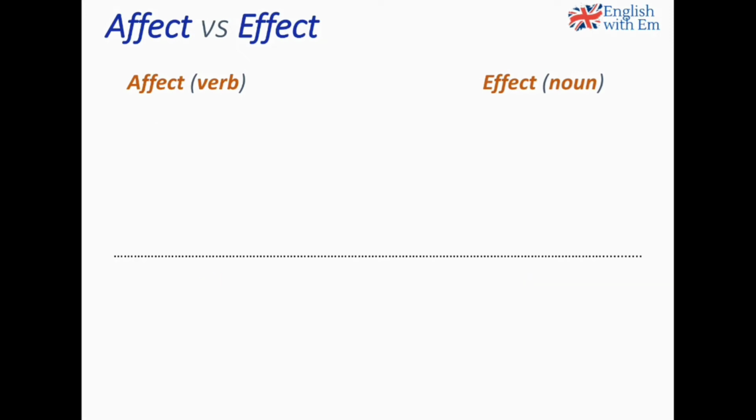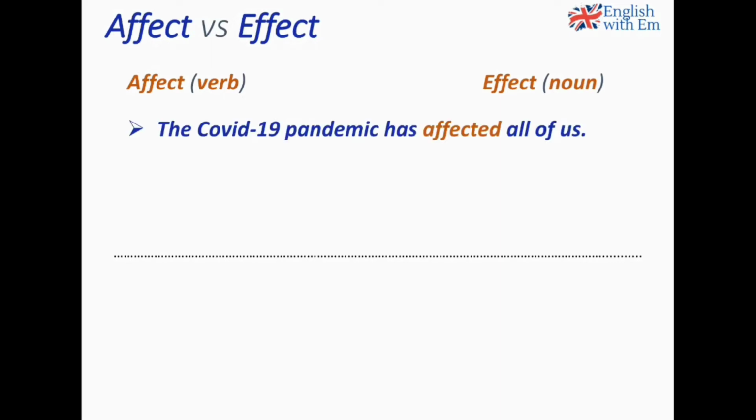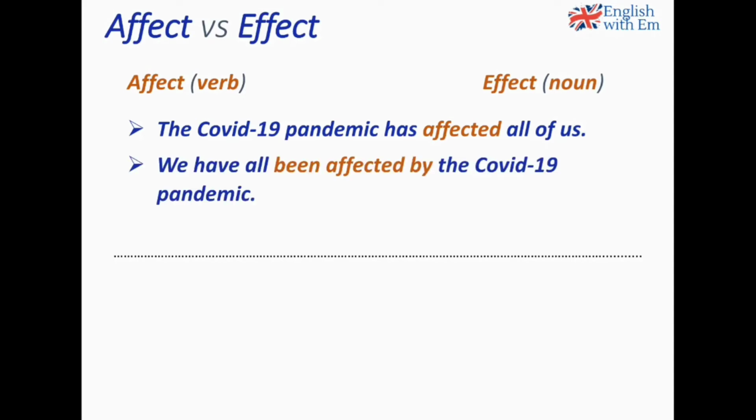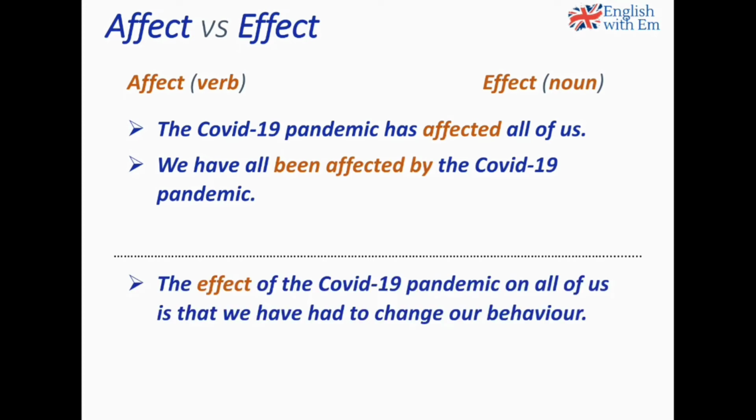Now for our third example. The COVID-19 pandemic has affected all of us. We have all been affected by the COVID-19 pandemic. So the pandemic has influenced or changed us. The effect of the COVID-19 pandemic on all of us is that we have had to change our behaviour. So that is the end result, the effect, that our behaviour has changed.